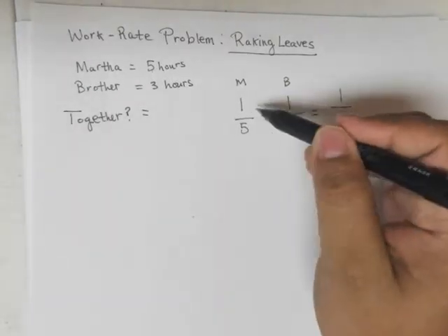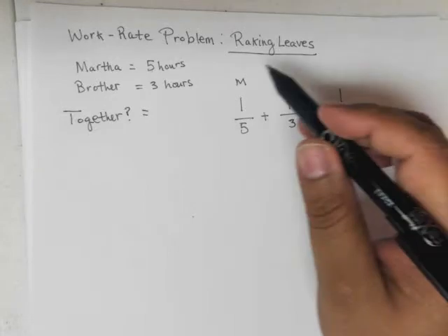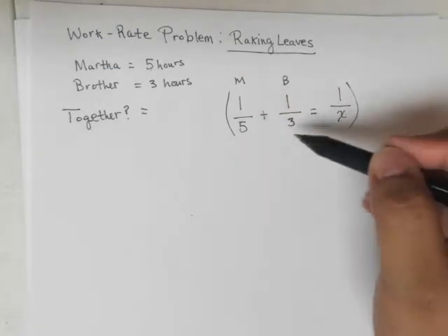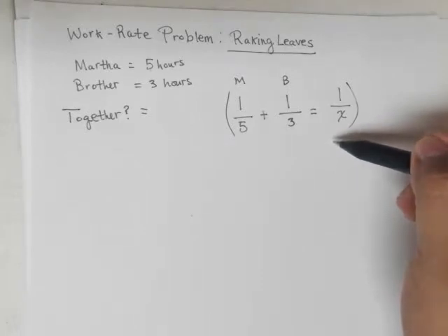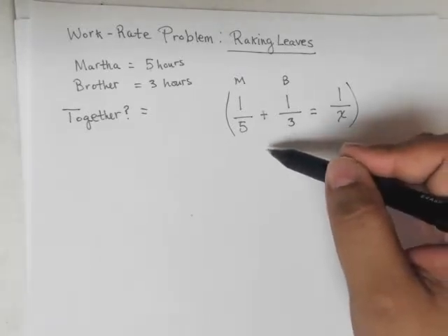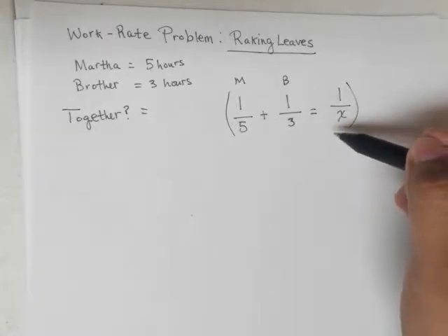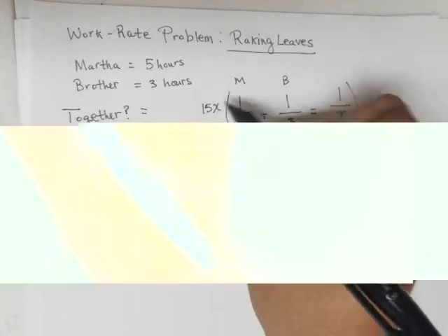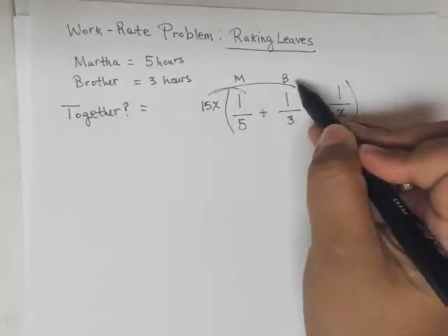So let's think about this. We love fractions so much that we get rid of them. And in order to do this, we need to multiply by the common denominator. Well, what's the common denominator for 5, 3, and x? You guessed it. It's 15x. So 15x, we're going to distribute.